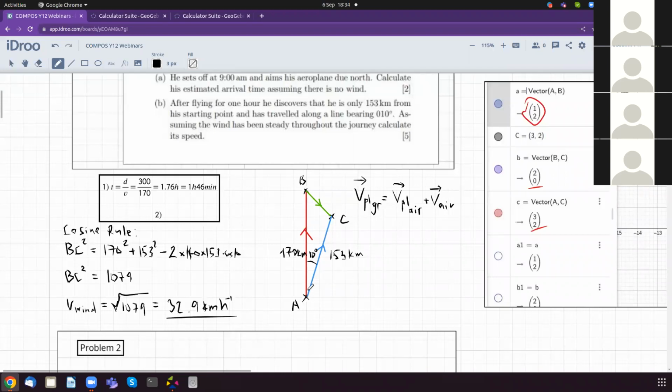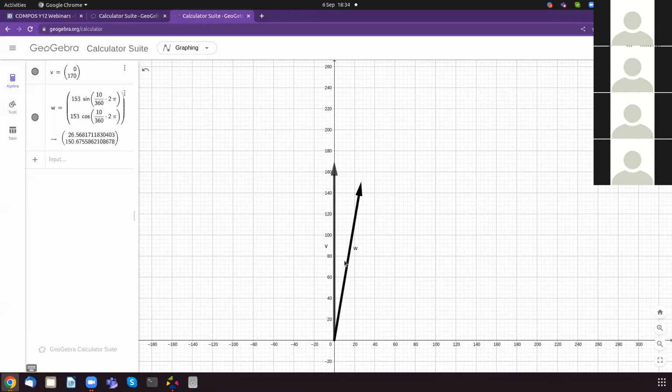So I have the actual speed of the plane relative to the ground, and the velocity of the airplane relative to the air, and I've put them onto a sheet. And here we are. So (0, 170) is the speed of the airplane relative to the air, and W is 153 times sine of 10 degrees. GeoGebra is in radians by default, so it's 10 degrees, and 153 cosine 10 degrees.